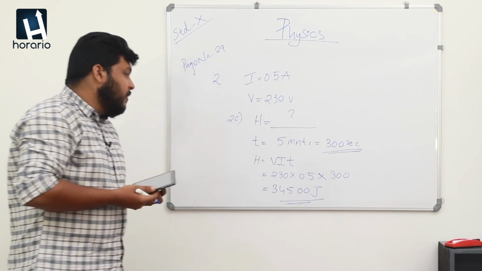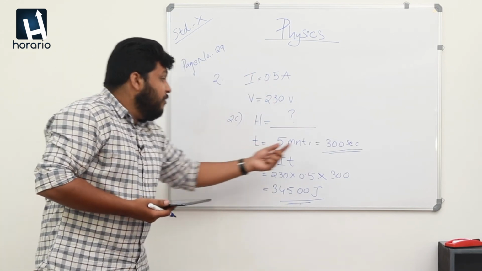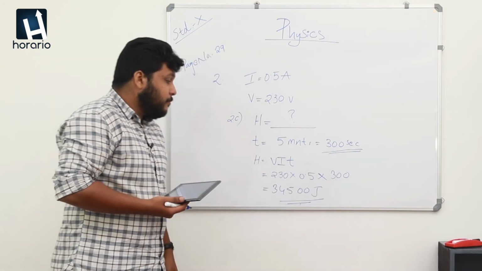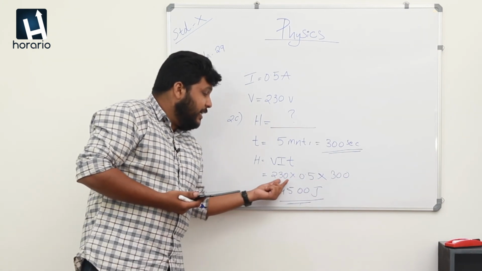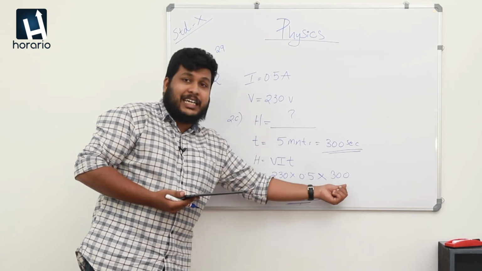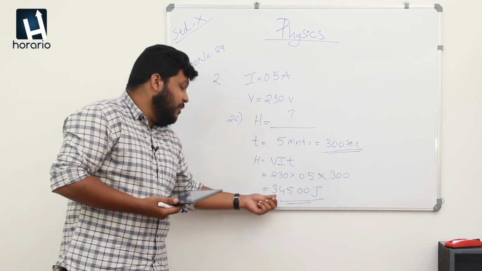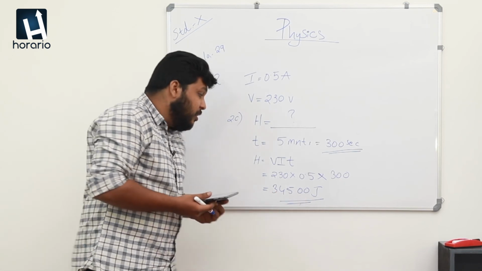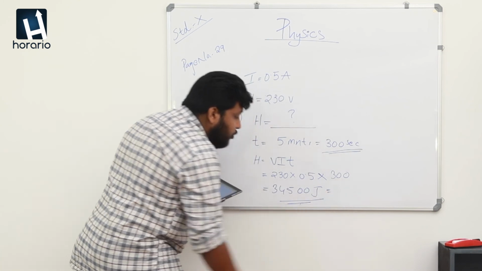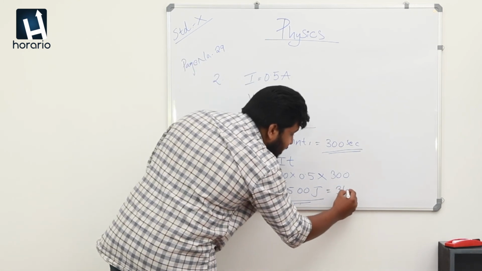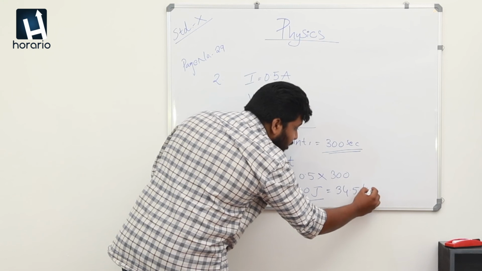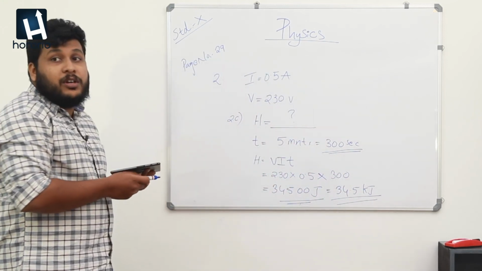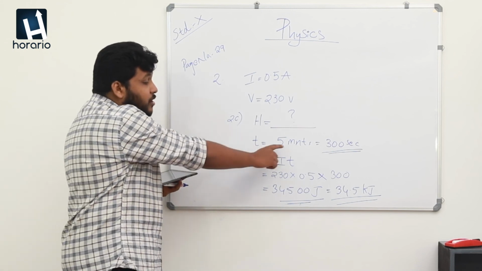Okay. So when we substitute the 300 seconds for time, the equation will be 230 into 0.5 into 300. By solving this, we will get a value of 34,500 joules. So converting it into kilojoules, we can write it as 34.5 kilojoules of energy is produced by this circuit when it is working for a time of 5 minutes.